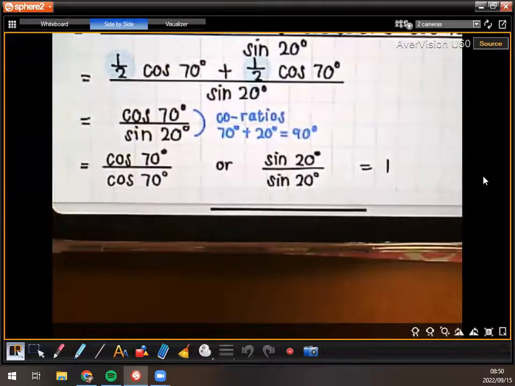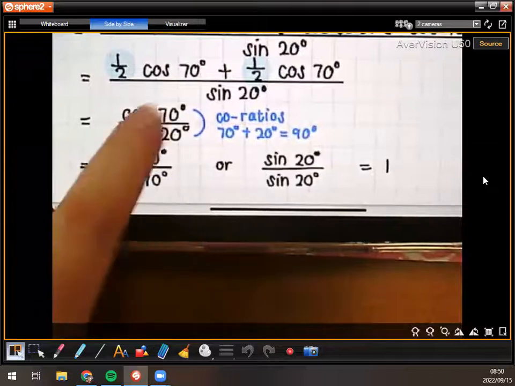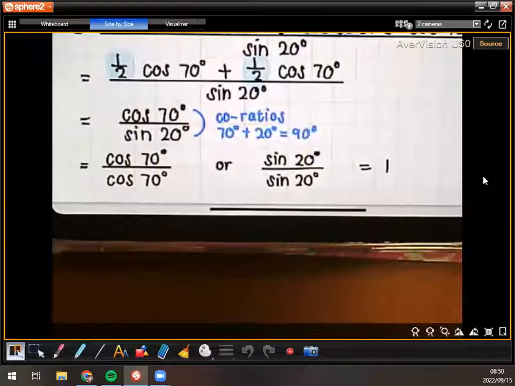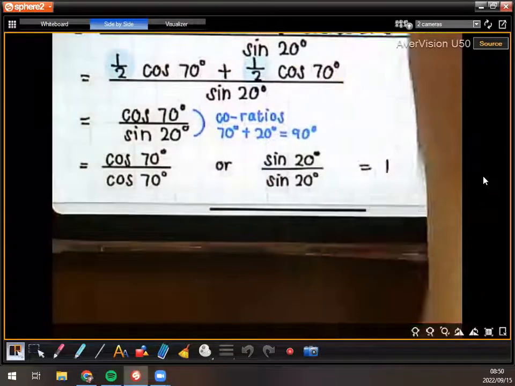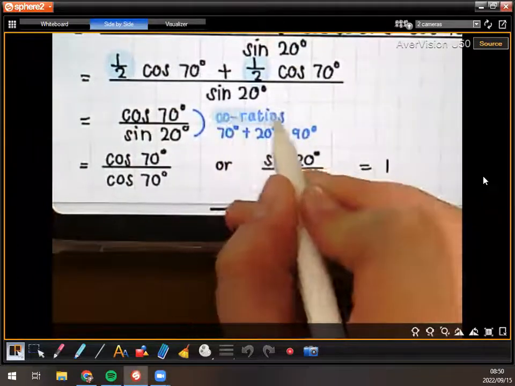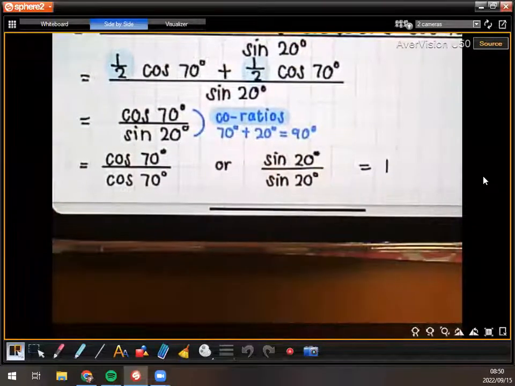So that's something to be on the lookout for, guys. Often when they're giving you acute angles that are not special angles, so here we have 70 and 20, they're not special angles, so we can't use the special triangle. Then you're going to have to work with co-ratios. Change them so that they are the same, and then you can cancel them. Let's also just highlight co-ratios here. It's very important, something to look out for.